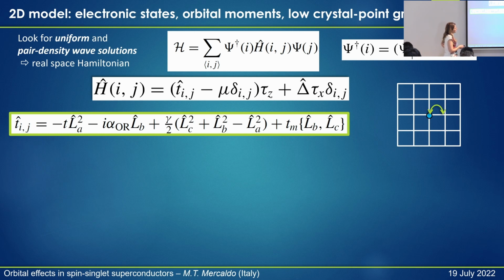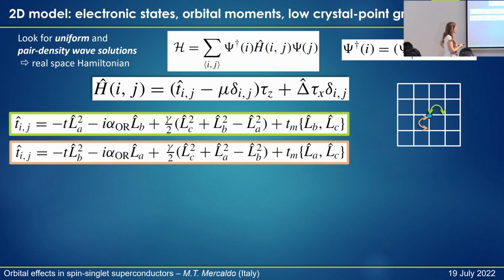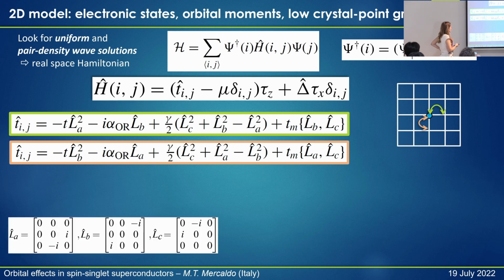And so if we consider a bond in the x direction, we have this term, but if we consider the bond in the y direction, we have this other term. So pretty much the same. You have to consider different kinds of orbitals. Let's say here you have Ly, here you have Lx, and so on. So what are these terms?